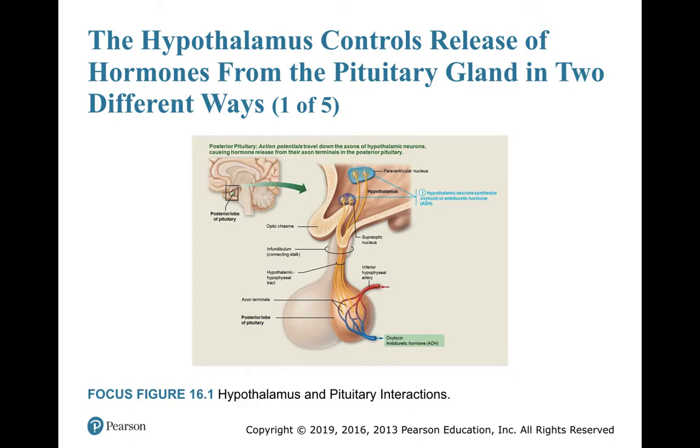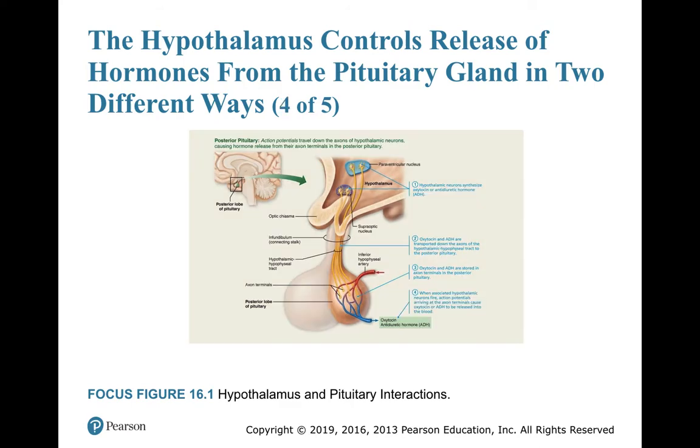So the hypothalamus controls the release of hormones from the pituitary gland in 2 different ways. The hypothalamic neurons will synthesize oxytocin or antidiuretic hormone. The oxytocin and ADH are transported down the axons of the hypothalamic-hypophyseal tract to the posterior pituitary, and oxytocin and ADH are stored in the axon terminals of the posterior pituitary, and they would be released when they are required.